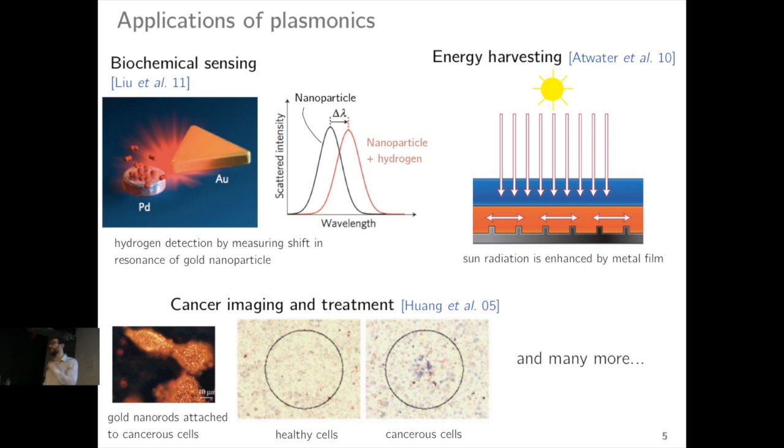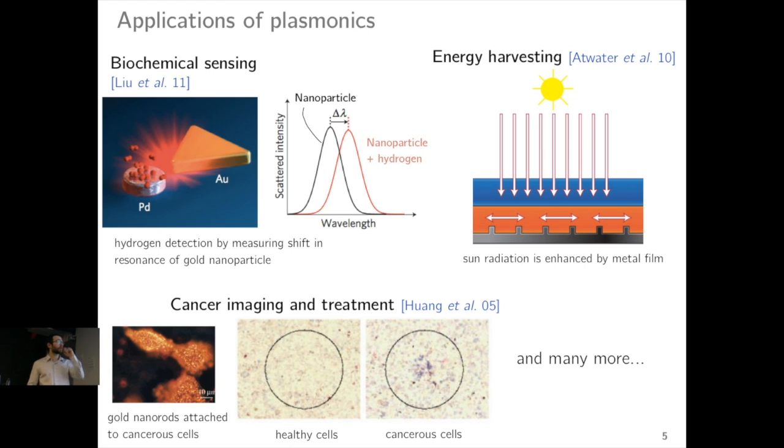Another application is in cancer imaging and treatment, where, using these plasmon resonances, we can selectively target the malignant cells and attach gold nanoparticles to them. Then we can leverage these large resonances to transform the electromagnetic energy into heat, so that we can destroy the adjacent tissue while leaving the healthy cells untouched.